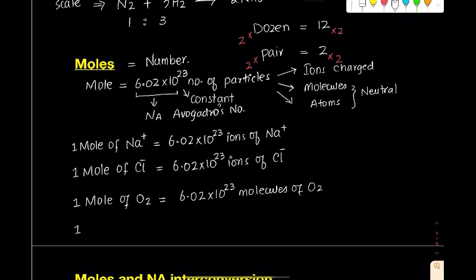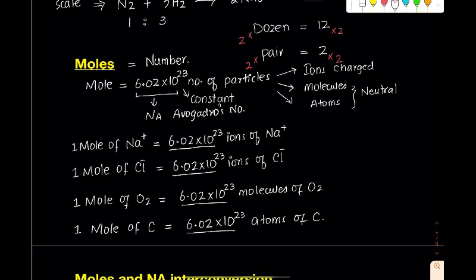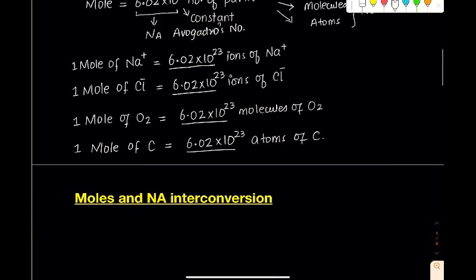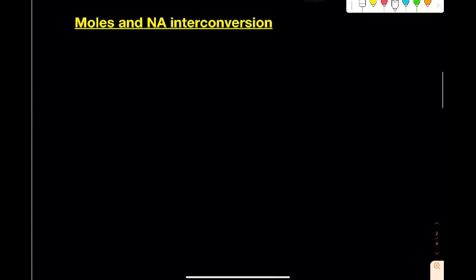And in the same way, if I have 1 mole of carbon atoms, this means that this is equivalent to 6.02 times 10 power 23 atoms of carbon. So if I have 1 mole of any particular particle, they will have the same number of particles all the way. That is how this is a constant number. Let's look deep into this concept of moles and Avogadro's numbers into conversion.